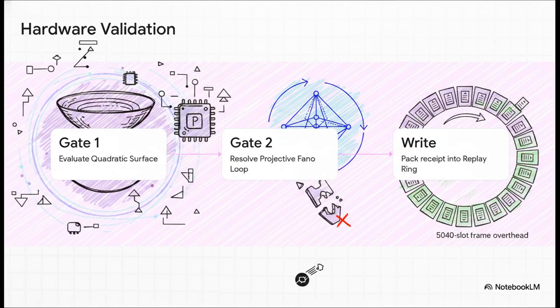So at the hardware level, this validation is incredibly fast. Just imagine an eBPF filter sitting at your network interface card. It validates every single incoming IPv6 packet through these exact 3 steps. First, a branchless check of that quadratic surface. Second, a final loop resolution strictly capped at 15 steps. And third, writing the receipt straight into that 5040 slot ring. It does all of this before the data even touches user space overhead. Invalid frames? They're simply dropped. It is ruthless, mathematical efficiency at its finest.